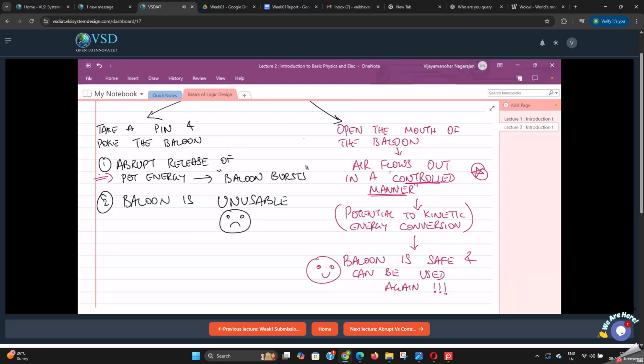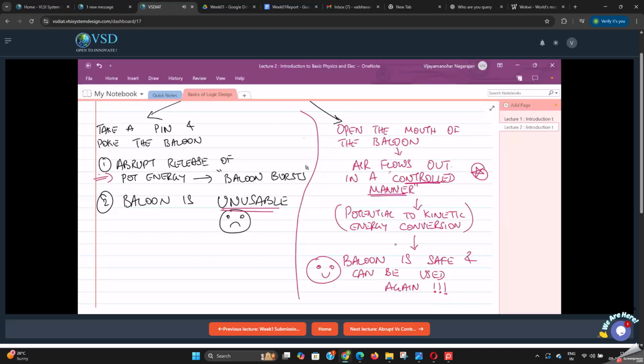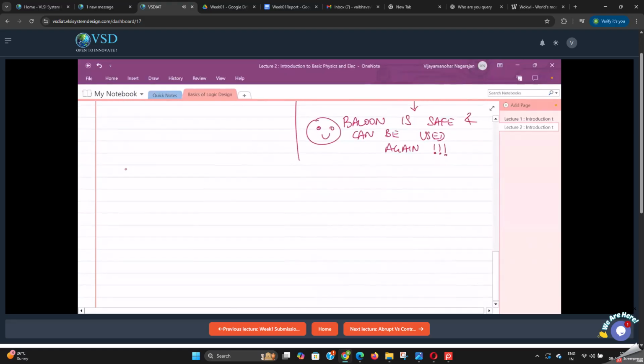Here, when you abruptly release the energy, the balloon bursts open and is unusable again. Whereas when you gradually release the air from the balloon, it is safe. The balloon is helping the potential energy to kinetic energy conversion, and it is safe and can be used again. Correct? Now I am going to replace the balloon with the battery.